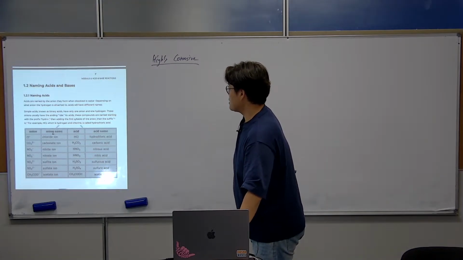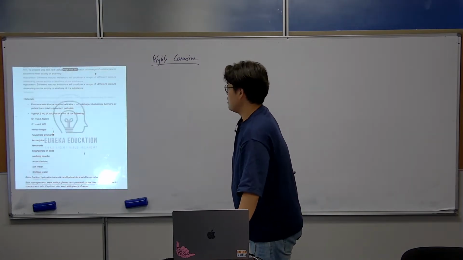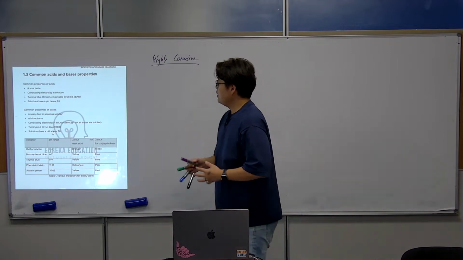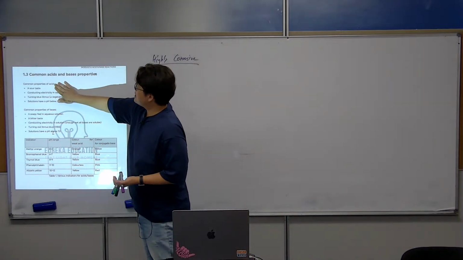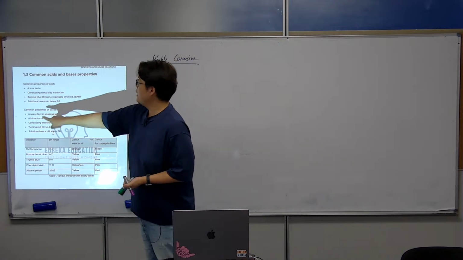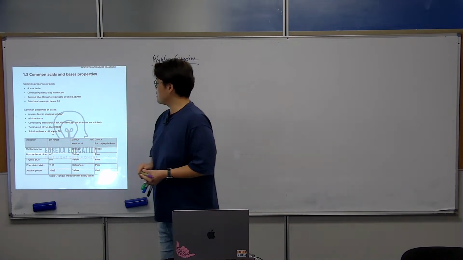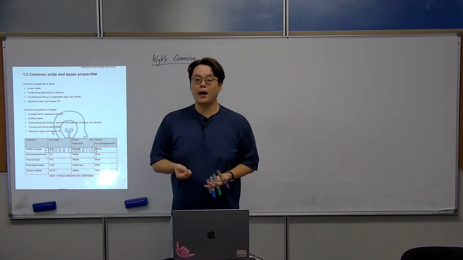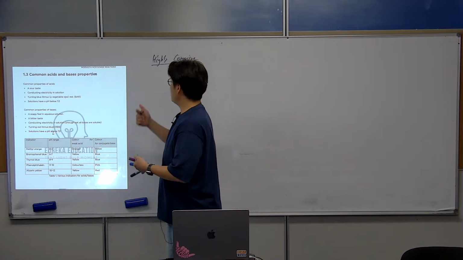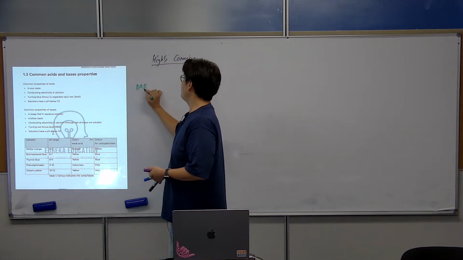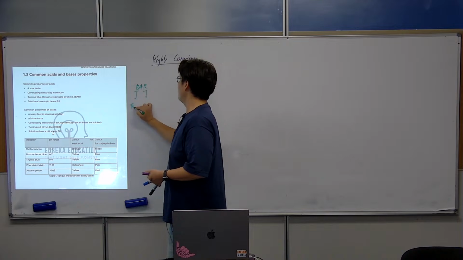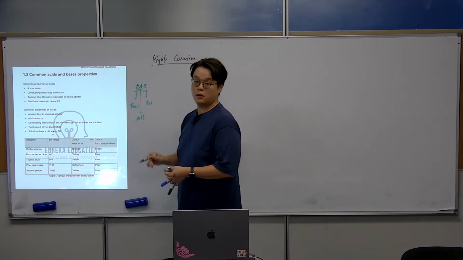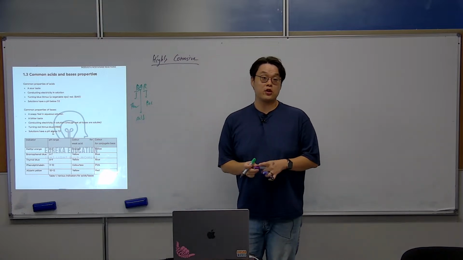So naming of the acid and base, let's skip that. I mean, that's a common thing. Page 8, please. So for the common properties of acid, as you can see from here: the sour taste, conducting electricity in solutions, turning blue litmus to red. I call it BAR. BAR stands for blue to red for the acid. Okay, BAR is how you can remember.